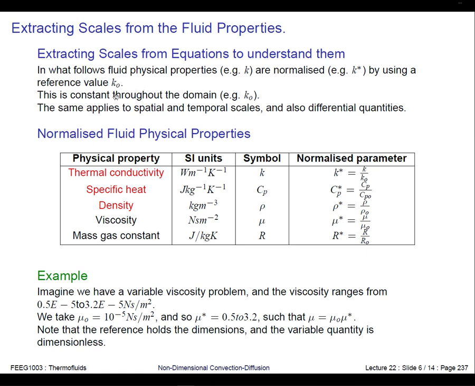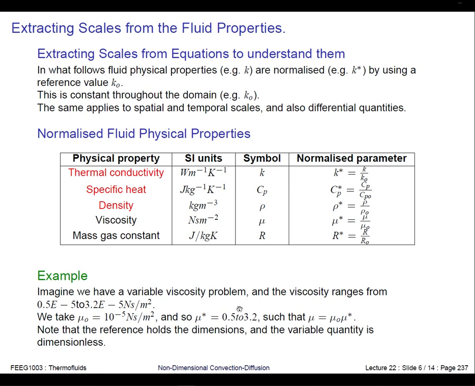Okay, and effectively what we're saying is we've got a variable, and we try and find the key thing that defines what this is. Okay, so in this particular problem, for physical properties, we've got 3 that we're interested in. We've got the thermal conductivity, we've got the specific heat, and we've got the density. And there are some more that we can use in other problems.